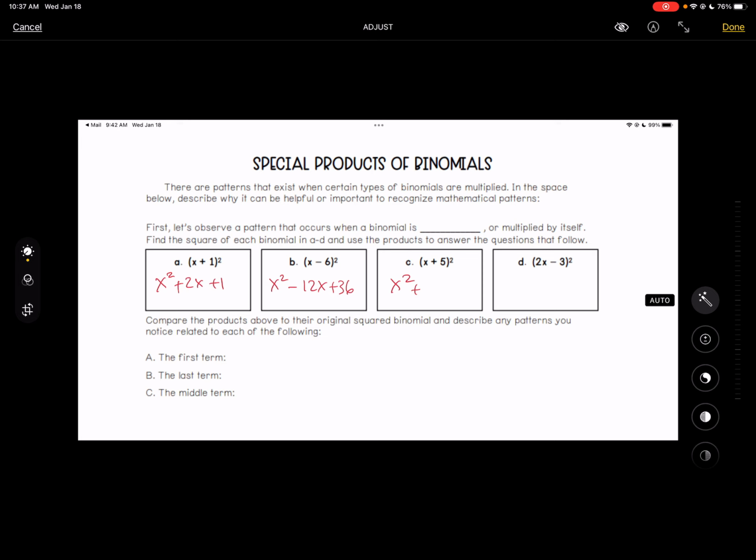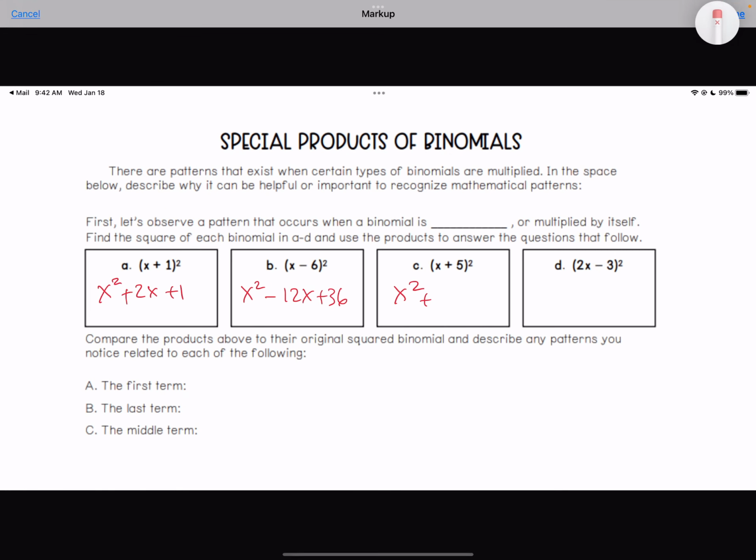Okay, so this is... sorry, I got sidetracked. 10x plus 25. So this would be 4x squared minus 12x plus 9.